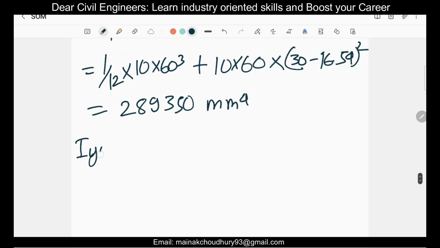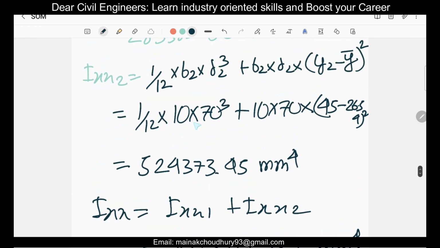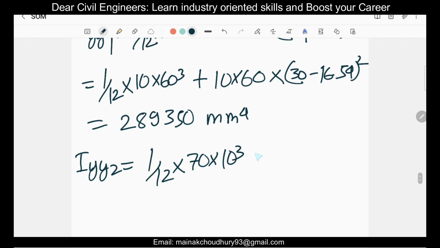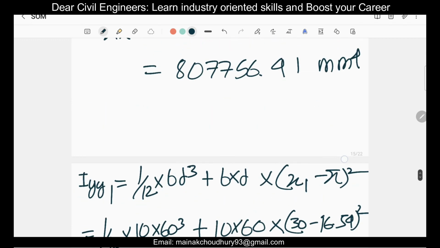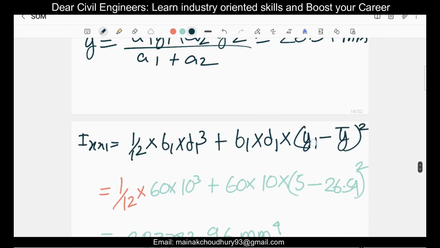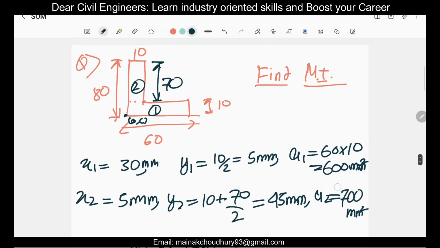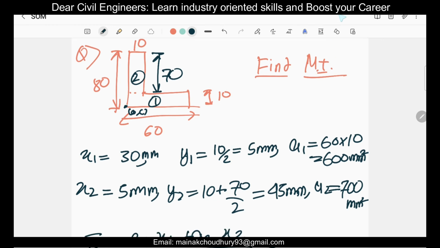And if you calculate the Iyy2, similarly you will do 1 by 12 into b2 d2 cube. So just take the opposite, 70 into 10 cube, right? 70 into 10 cube plus 70 into 10 into this, let's check y2. Sorry, not y2, we'll check the x2 here. So it will be 5 mm.